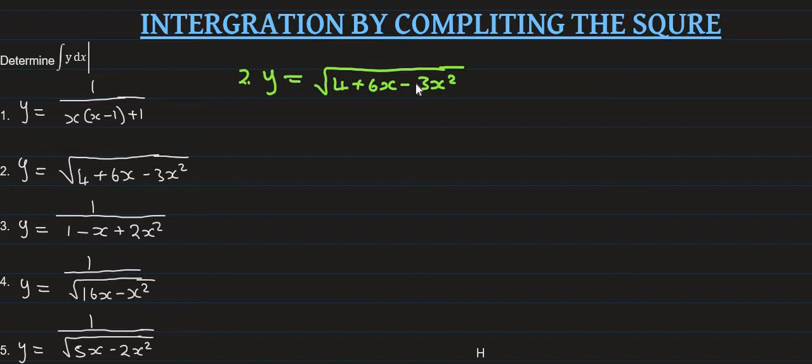Wherever you have the integration sign, you complete the square. Complete the square before you have the integration sign. So we take 4 plus 6x minus 3x squared. For the complete square, x squared coefficient is minus 3, so we take minus 3 common: minus 3 of x squared minus 2x, and 4 by 3.